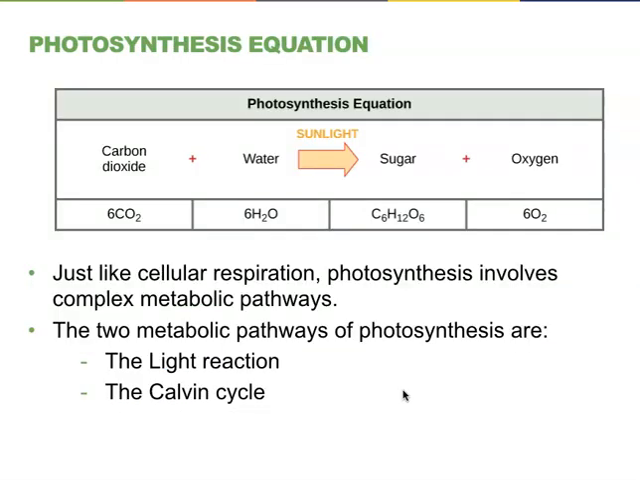I've already drawn this out for you, but notice this is a balanced equation. You have 6 molecules of carbon dioxide and 6 molecules of water, and in the presence of sunlight, you make a carbohydrate. Everybody says it's glucose, but it could be fructose, it could be anything. Six carbon dioxide molecules are required to make 1 glucose molecule, and you end up making 6 molecules of oxygen gas.